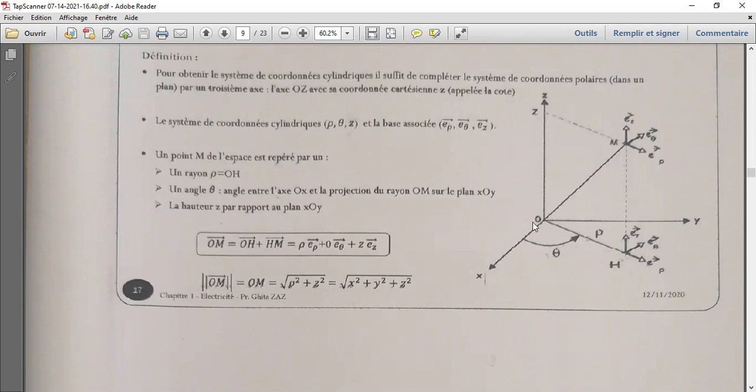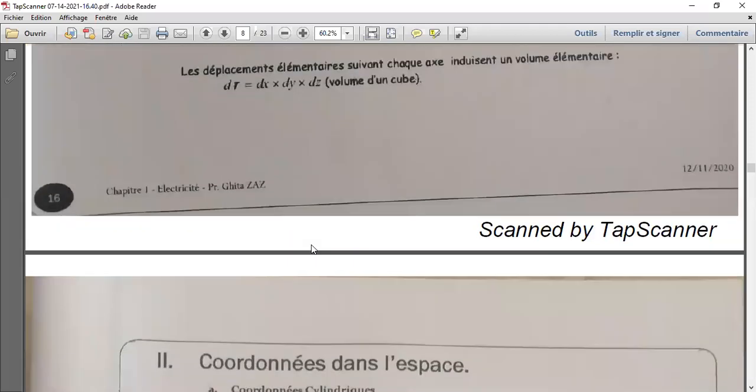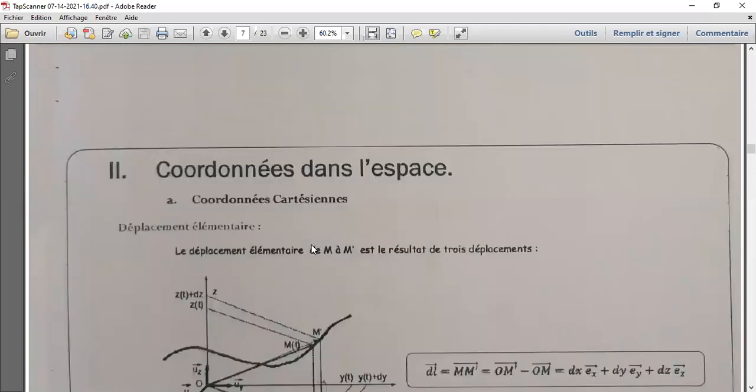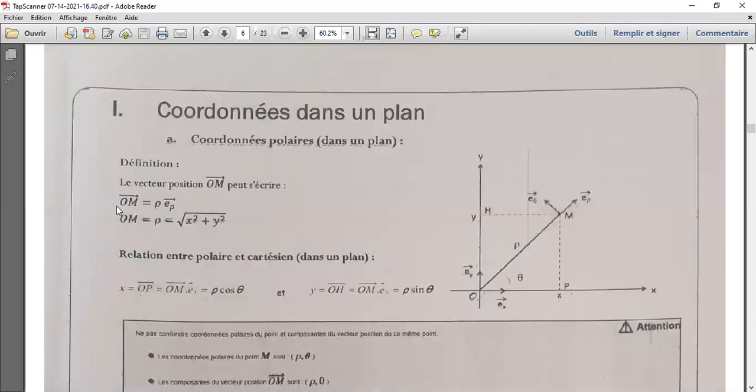My OH is the distance which is here, and it's the same as when you're calculating the OM in coordonnées polaires. OH here is just the same as the OM of the polar coordinates, which is rho E rho. To be clear, if we go to polar coordinates, to calculate my OM I have to do rho E rho, and you know why it is just rho E rho: because theta is 0.